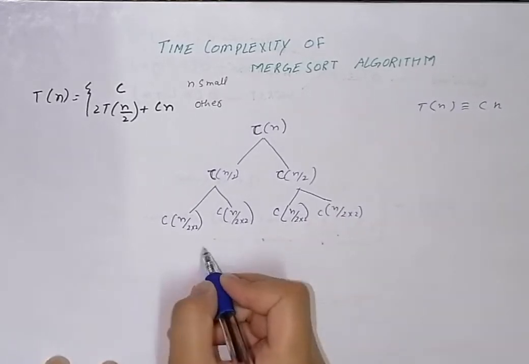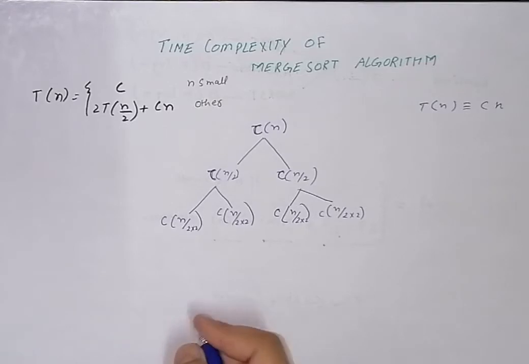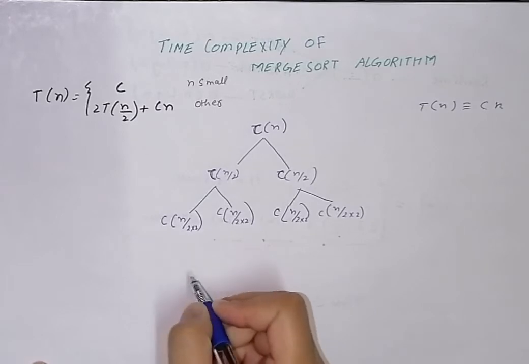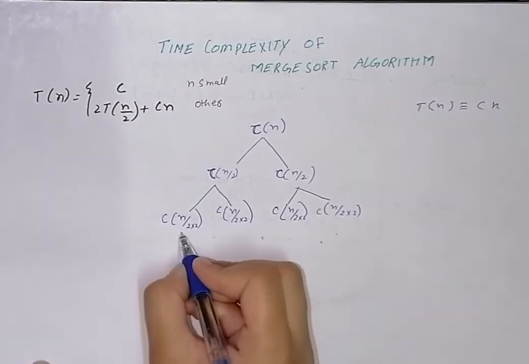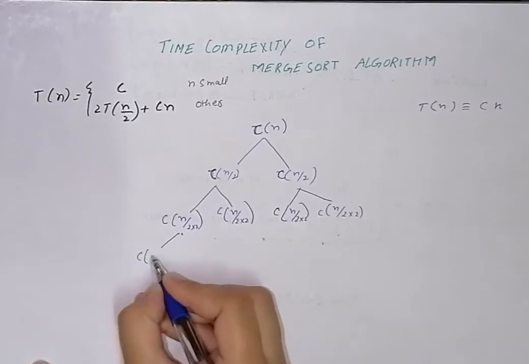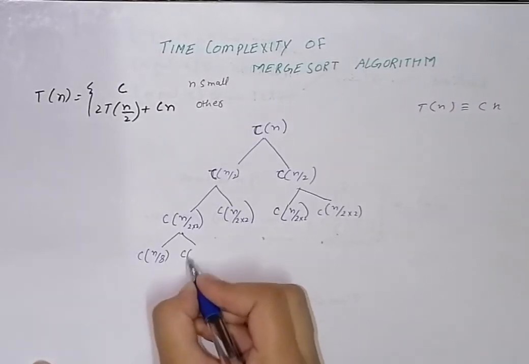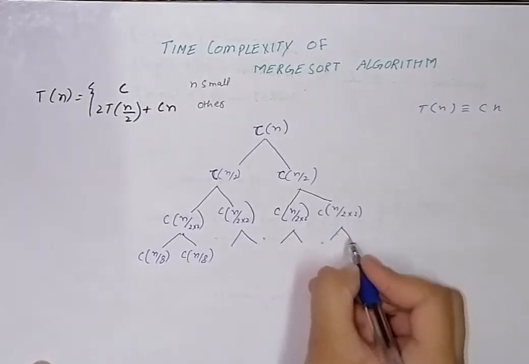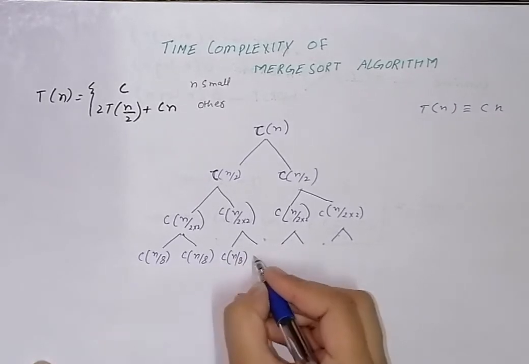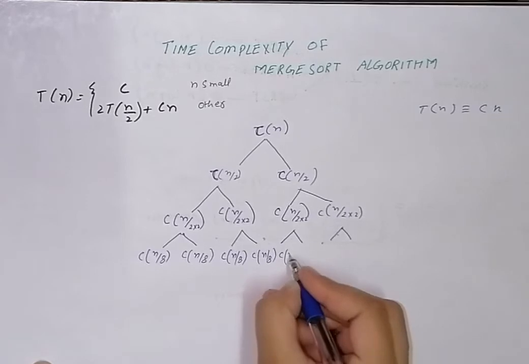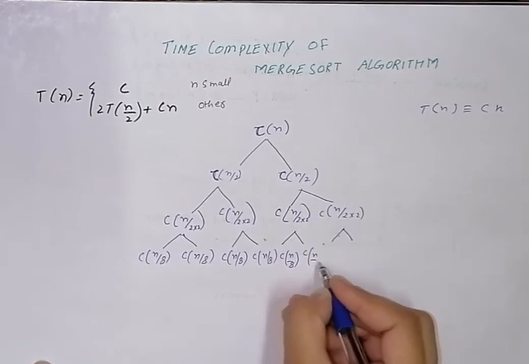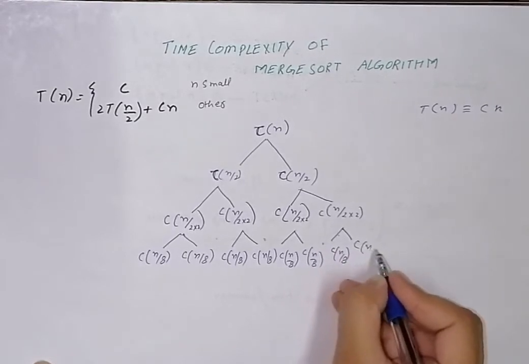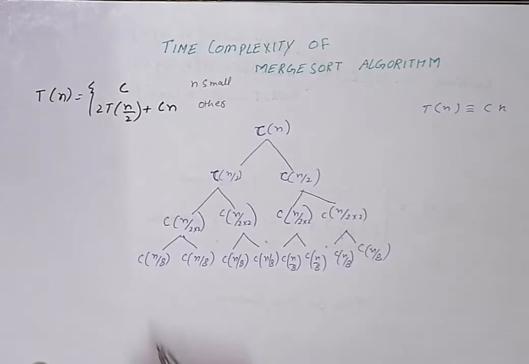And this thing will go on until we reach the base case, where we split this data into very small size. Like here n is divided by 2, here n is divided by 4. Next iteration, n is divided by 8. You see, C of n divided by 8. And similarly here it also splits into two parts like this, and the cost of each part is C of n divided by 8. Here also C of n by 8. So you see that n is getting very small.